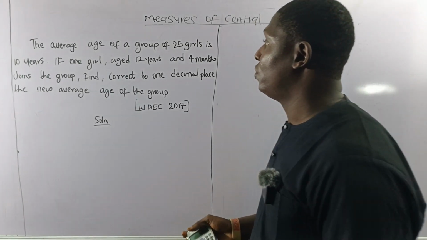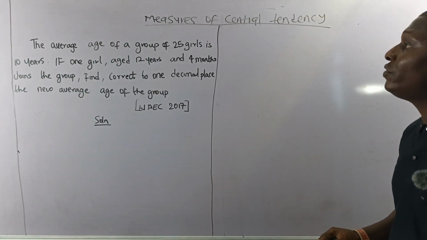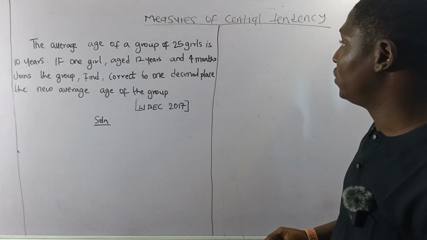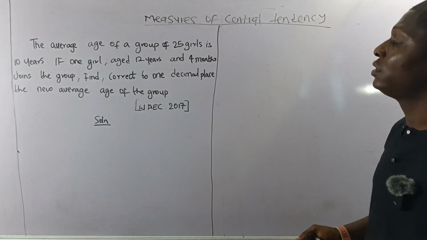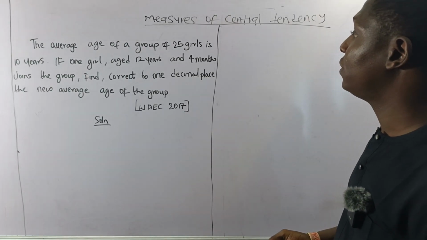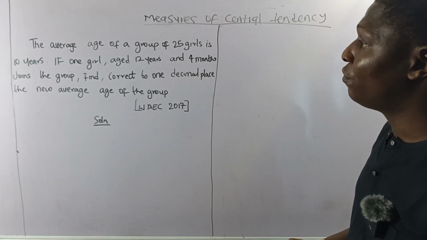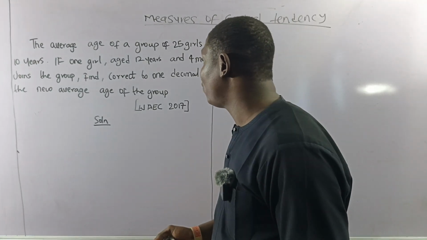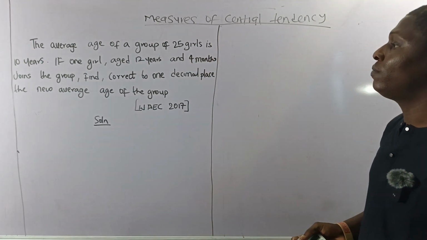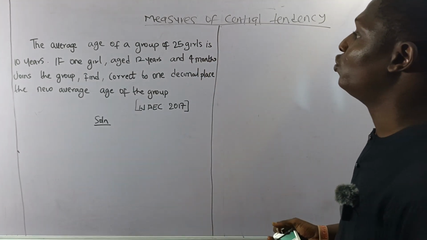We have a question on the whiteboard. It says the average age of a group of 25 girls is 10 years. If one of the girls aged 12 years and 4 months joins the group, find, correct to one decimal place, the new average of the group.